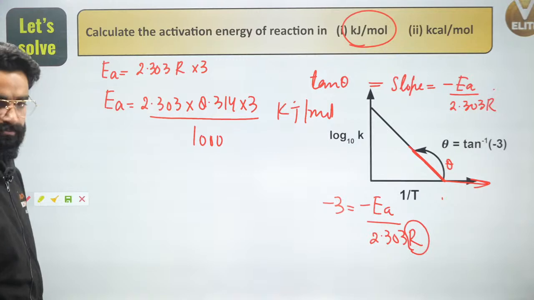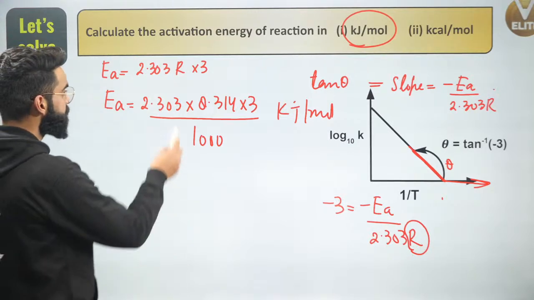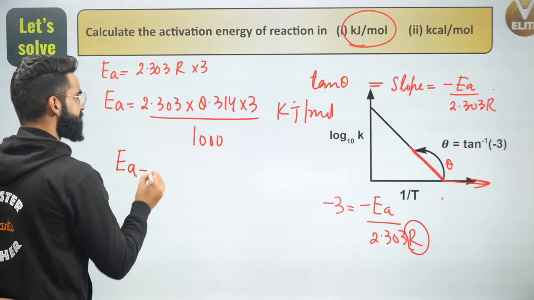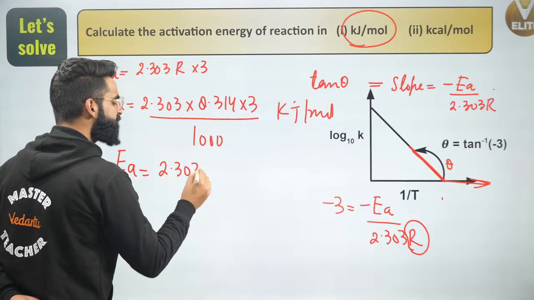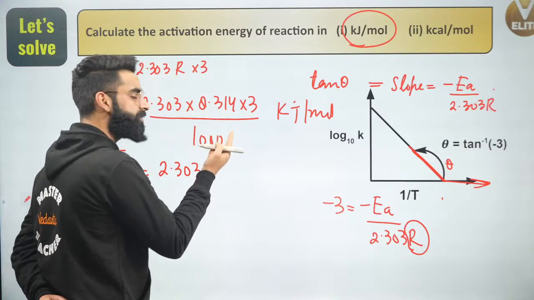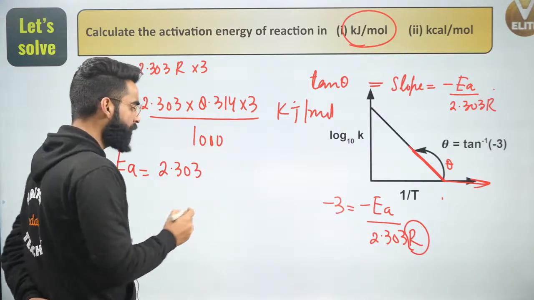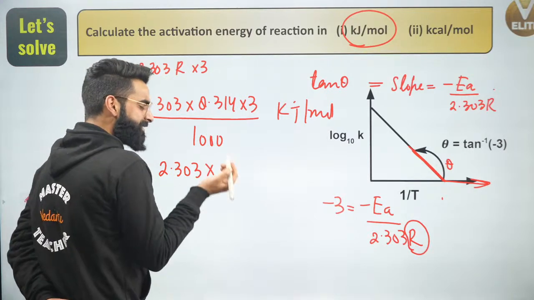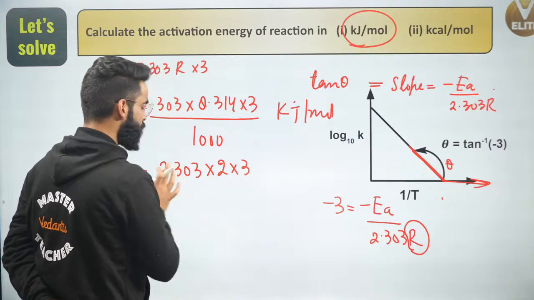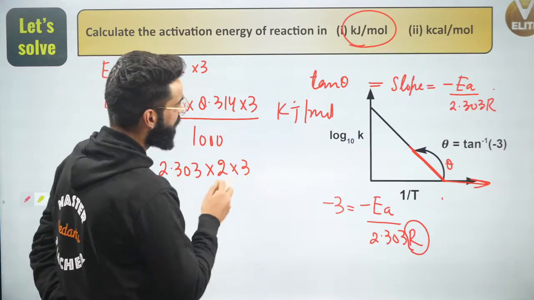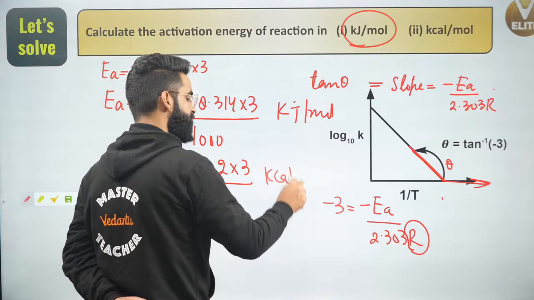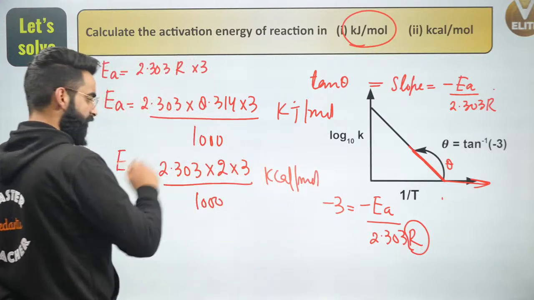Yes, correct. For the second part of the question, we need to calculate the value of EA in kilocalories per mole. So I'll write it like this: EA is equal to 2.303. Now which value of R will I take? Since I need to calculate it in kilocalories per mole, we know R is equal to 1.98 calories per Kelvin per mole. So I'm going to multiply by 1.98, or instead of 1.98, I can take 2, multiplied by 3. This whole value is right now in calories per mole, but I need it in kilocalories, so I'll divide it by 1000. Yes, I got it in kilocalories per mole. You can solve this out and get the value of EA right here.